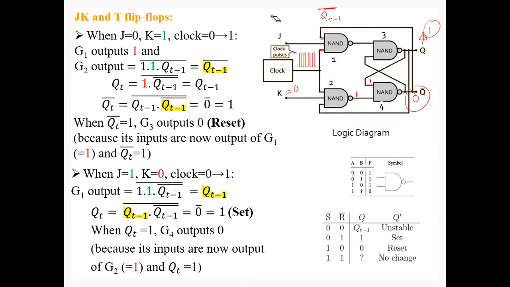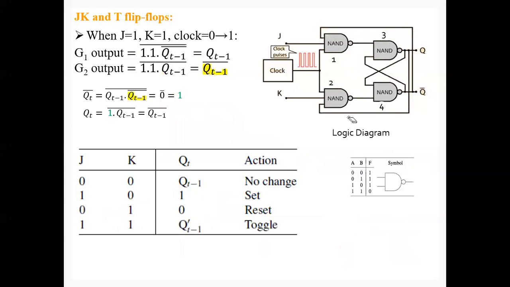We got the hold state, J equals 0, K equals 0. We got set state, J equals 1, K equals 0. Now we got the reset state, J equals 0, K equals 1. Now there is one more thing remaining, right? Let's do that. This is very important, okay guys? Even though this is the last one, this is the most important one. Last but most important. So J equals 1, K equals 1. What happens when J equals 1, K equals 1?